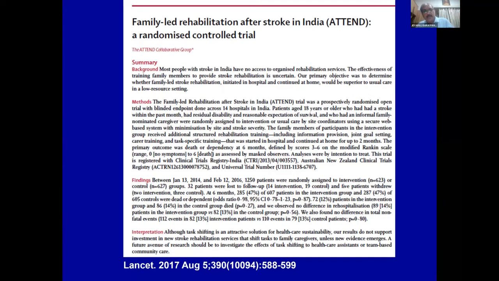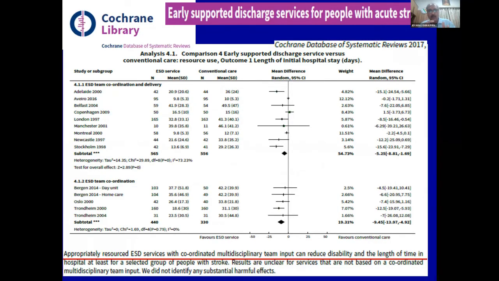Early supported discharge. This is another concept where the multidisciplinary team sit together and plan the discharge from each of their areas. What are the plans? From the physician side, what is the plan in terms of prevention of stroke? From the nurses' side, in terms of prevention of bed sores, mobility, falls. And from the therapist side, what are the exercises, home programs. So when you have this multidisciplinary team plan, that reduces the hospital stay and improves outcome. This is from the Cochrane Library.